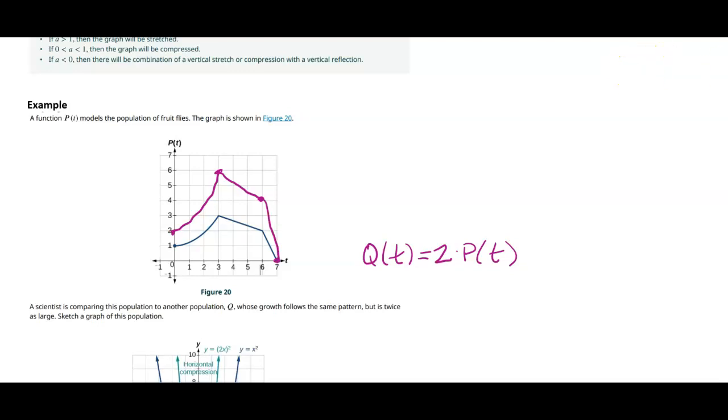If you have, just so we have another example here, maybe it was only half as big. So let's maybe say R of t was half, like a third population. Then you would only go half as high for those ones.